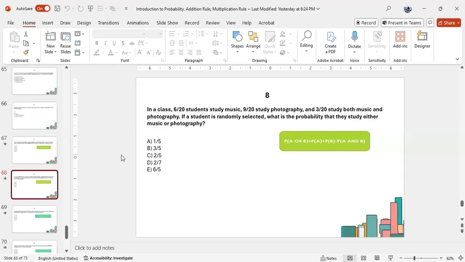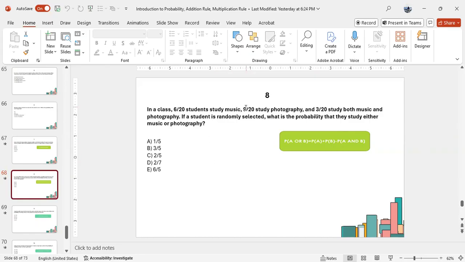Anyone else? Yes, the correct answer would be beta. Why? Because on application of this formula, we will get probability of A, that would be 6 by 20, probability of B, that would be 9 by 20, and then subtraction of the probability of the shared space, that would be 3 by 20. 20 would be the same in the denominator.